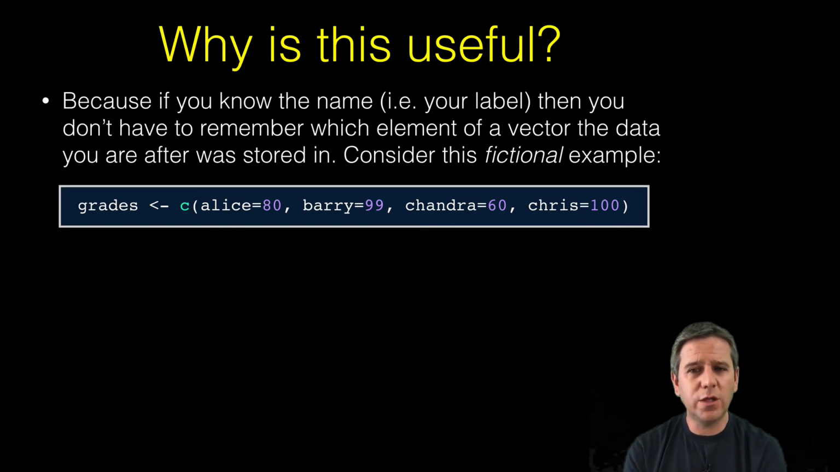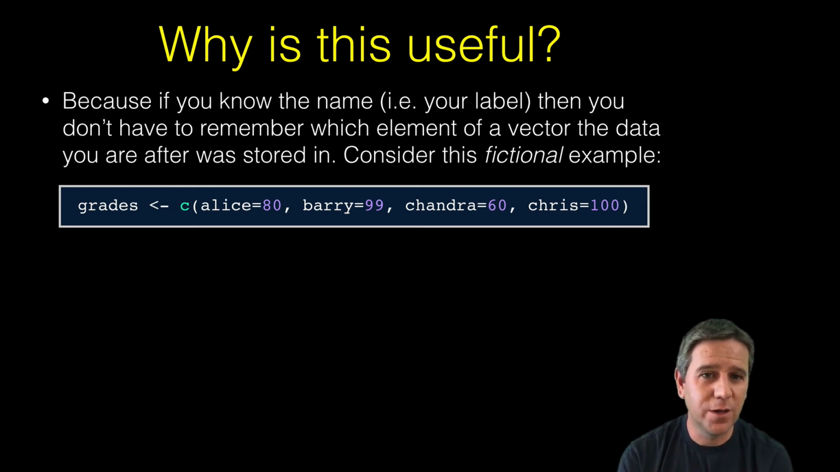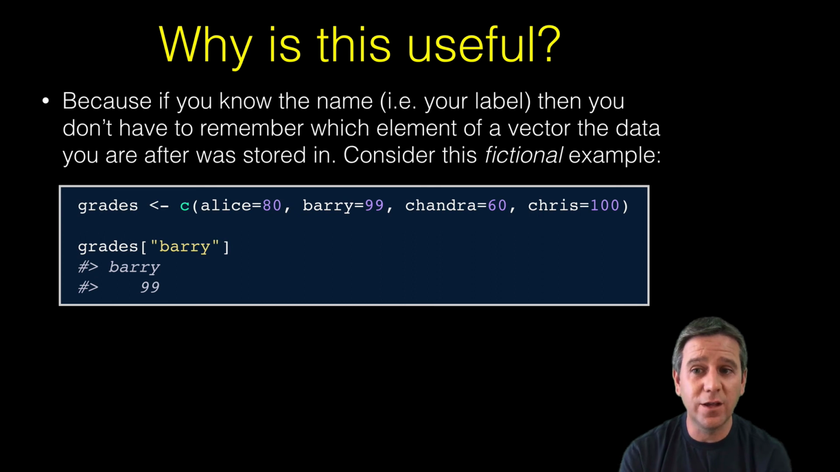Now, why would this be useful? Well, because it means I no longer have to remember where I put a particular element of data in the vector, right? So in this case, for example, I could say, well, what did Barry get in this test? I wouldn't have to remember that Barry was the second student enrolled in this class or the second person that submitted their homework or whatever it is. I don't have to remember that it's the second element of the vector. I just ask for it by name. Tell me the grades that Barry got, and it's in this case 99.